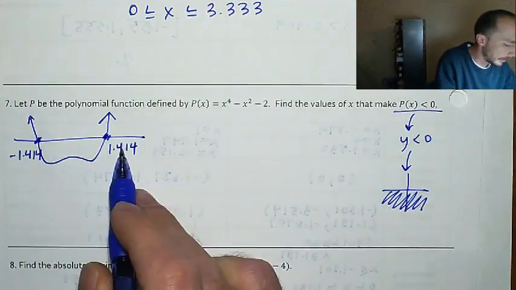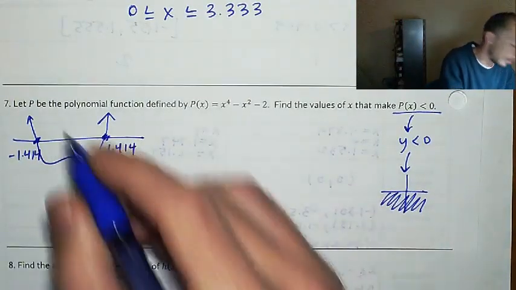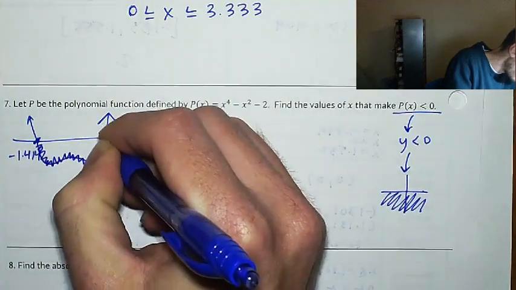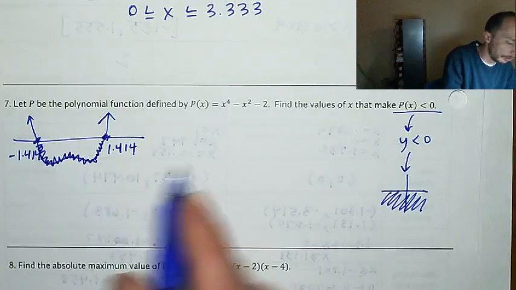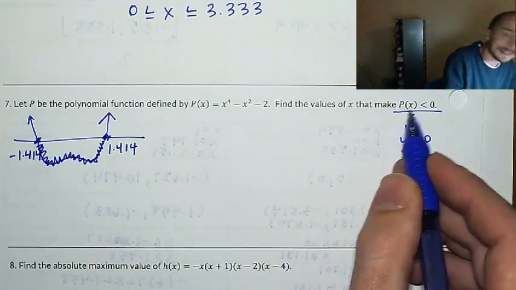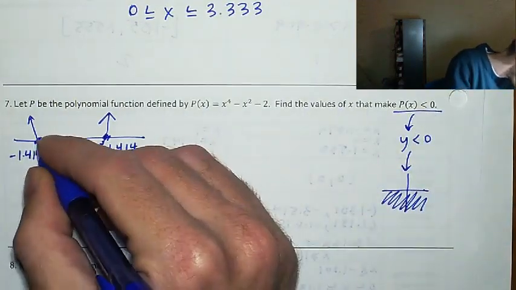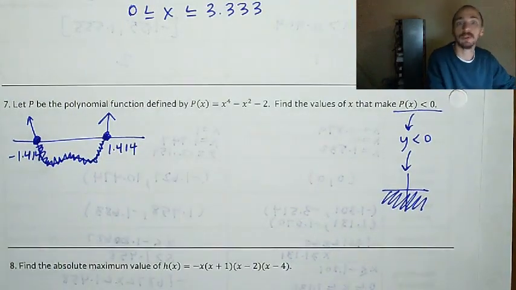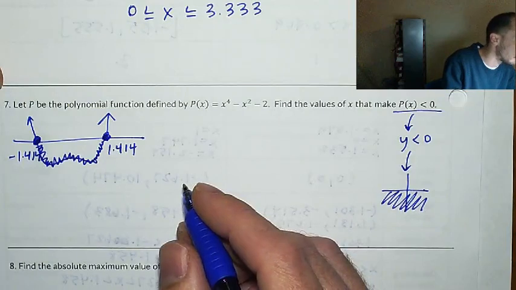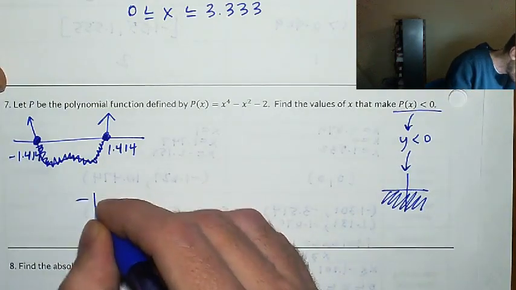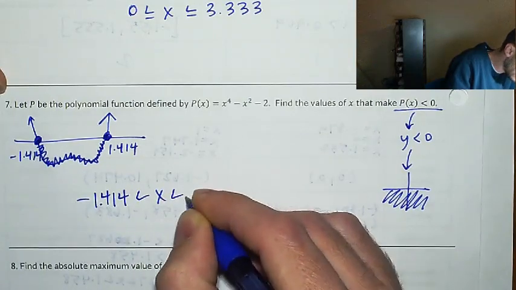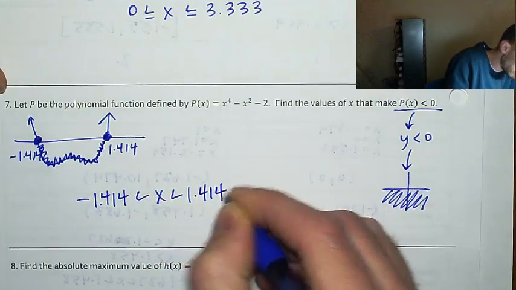Okay, and then if we're interested in where y is less than 0, we're looking at this portion of the graph, and that's where x is between these two values. Okay, so p is less than 0. Okay, p is equal to 0 at these places. So it's only less than 0 between the two places, and I'm just going to make that a strict inequality. So that's negative 1.414 less than x less than 1.414.